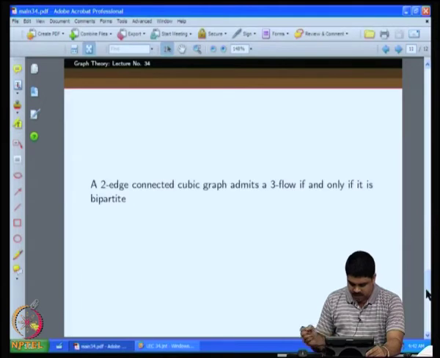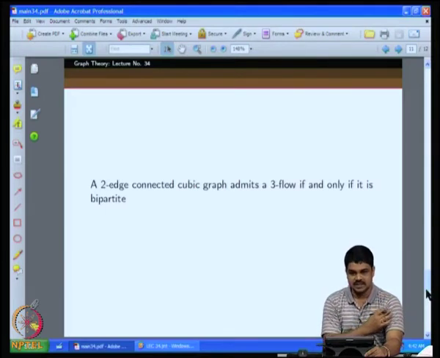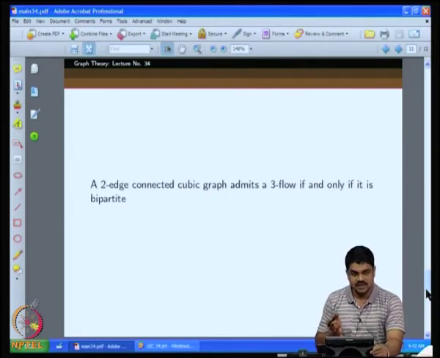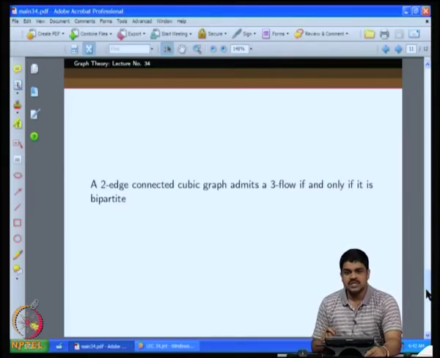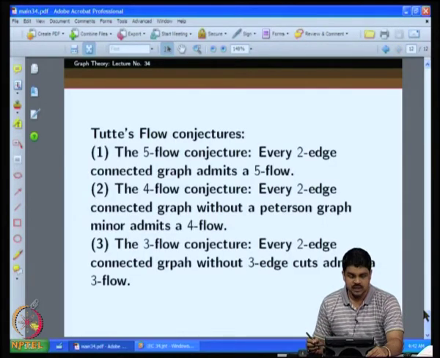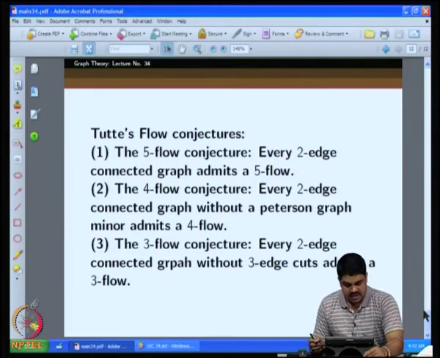Similarly, another statement we can make is about any 2 edge connected cubic graph. 2 edge connectivity is required, because if there is a bridge, a cut of just one edge, the value has to be 0, since we are talking about nowhere 0 flows. Therefore, 2 edge connectivity is a must. So a 2 edge connected cubic graph admits a 3 flow if and only if it is bipartite. We do not have time to do the proof, so we will leave it for the student to work out. And finally, we conclude with the 3 famous conjectures from Tutte about the flow number of graphs.